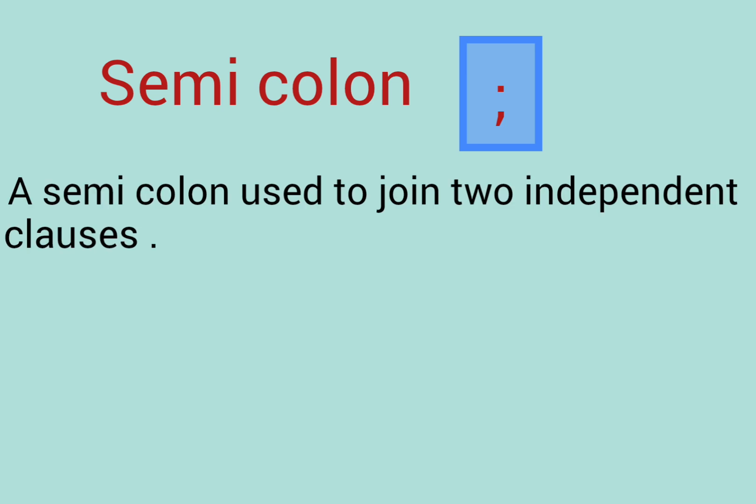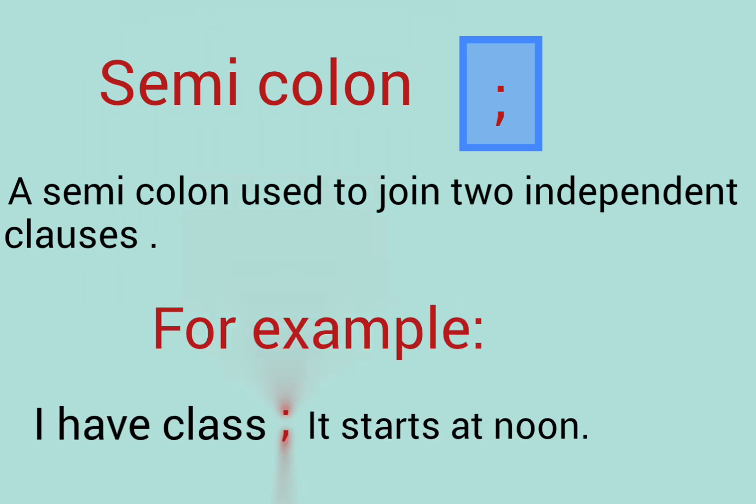Semicolon. A semicolon is used to join two independent clauses. For example, "I have class; it starts at noon." So here, these two independent clauses are joined with the help of a semicolon.